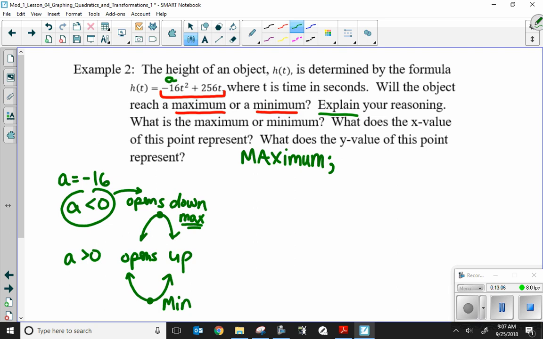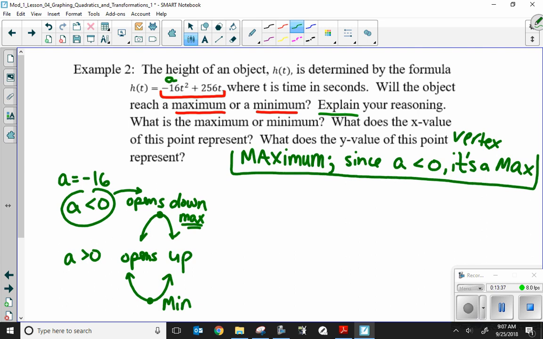Guess what I'm going to say? Since my a value is less than 0, it's a max. Instead of "it's," really I should put vertex. The vertex is a max. I think they should understand what you're saying, but never leave it up to them to interpret what you mean, say what you mean. Okay, the vertex is a maximum. Since a is less than 0, the vertex is a maximum. There's your explanation.